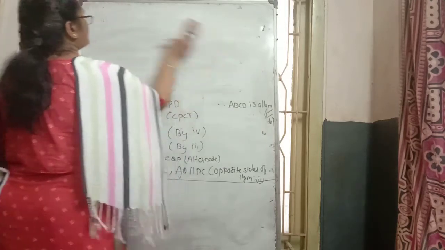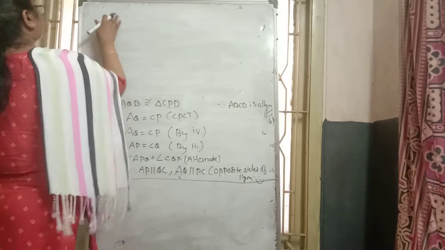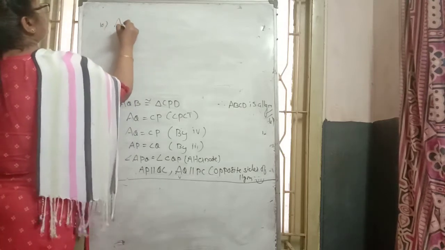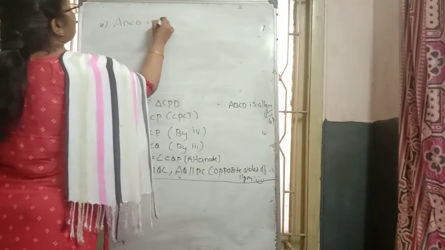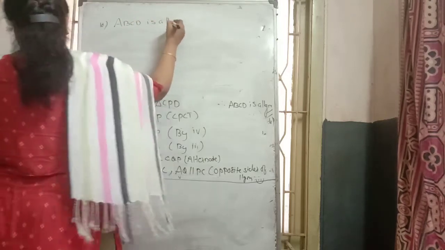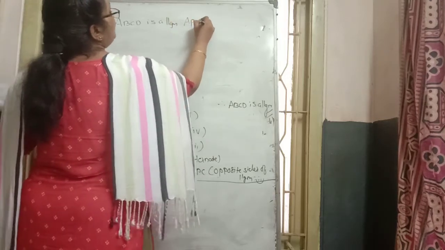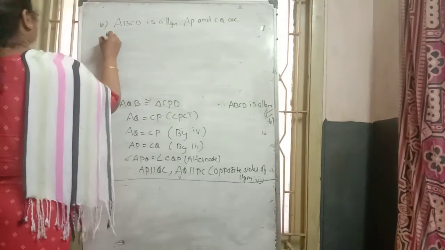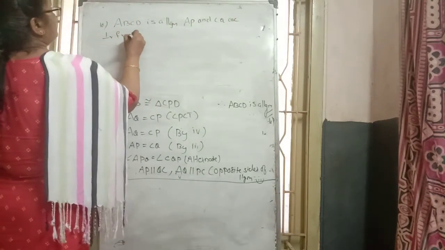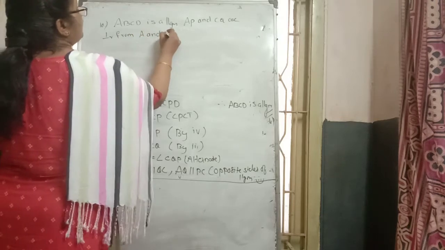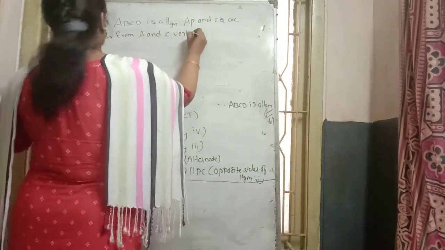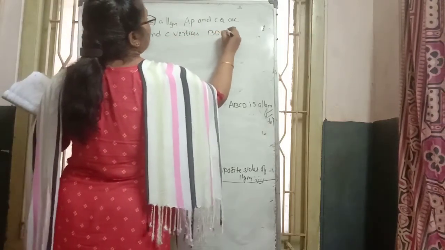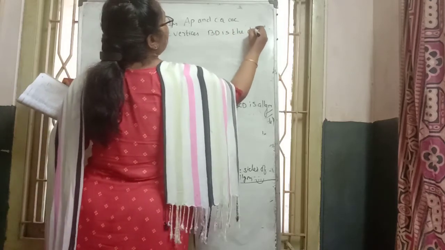10th question. In the 10th question also, another diagram is given. ABCD is a parallelogram. AP and CQ are perpendiculars from the A and C vertices, and BD is the diagonal. They have given it like this.